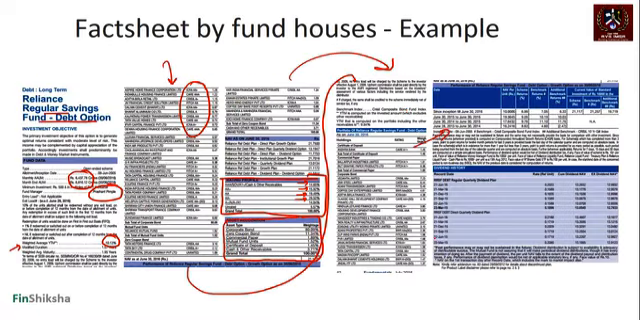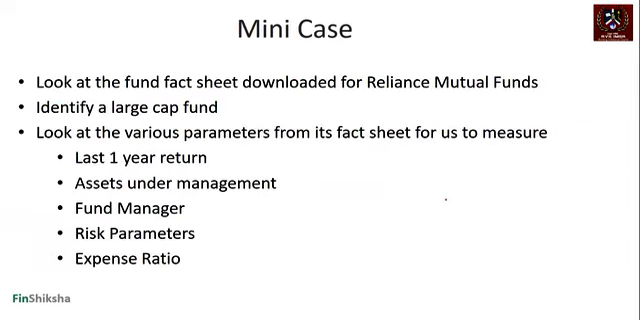So let's now quickly go and do a mini case here. Look at the fund fact sheet downloaded from Reliance Mutual Fund House. Identify any large cap fund, and let's look at these data points. Last 1 year return, assets under management, fund manager, risk parameters, expense ratio, right? Let's see if they give the expense ratio here in the first place. Expense ratio is out of every 100 rupees, how much goes out as expenses every year. Some funds give it, some funds don't. If these guys don't give it, then it will be available in the Morningstar kind of fund ratings.